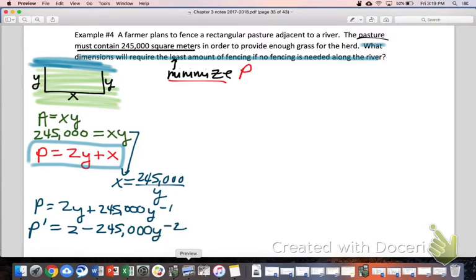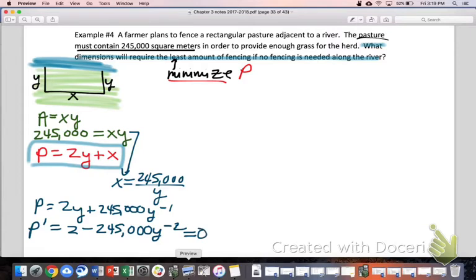Okay, so as always, we want to stop and think, is there any value of y that would cause p prime to not exist? And of course, in this case, there is. If y was 0, then p prime wouldn't exist. But I think realistically, for the situation we're talking about here, y equals 0 is not part of our realistic domain, because if y was 0, we wouldn't even have a pasture. So I think we can reject that critical number simply based on the logic of the situation in this farmer's field. So what I am going to do, though, is set this equal to 0.